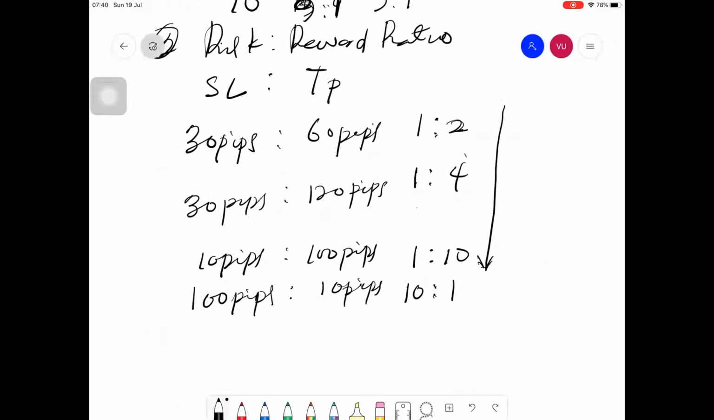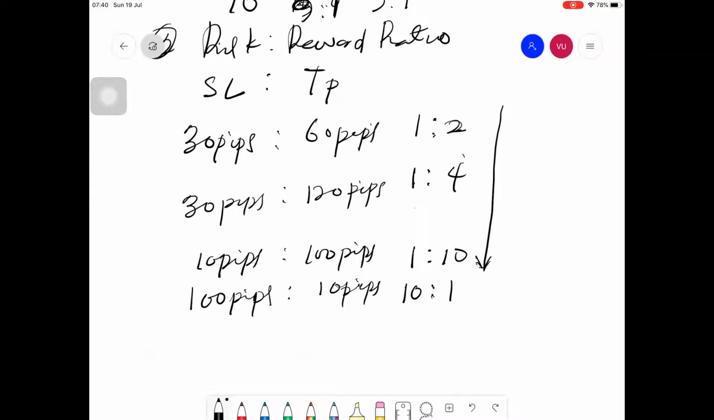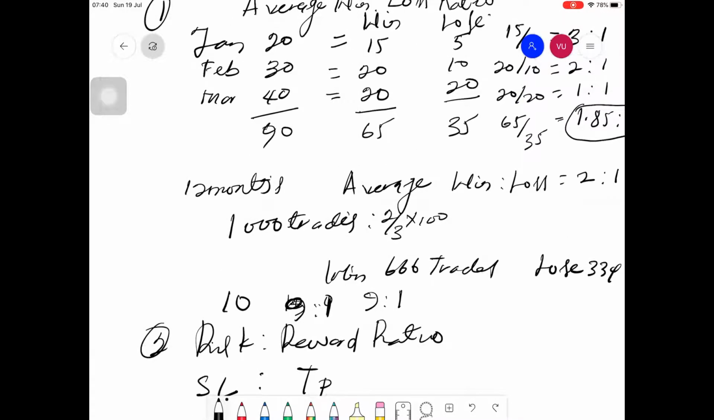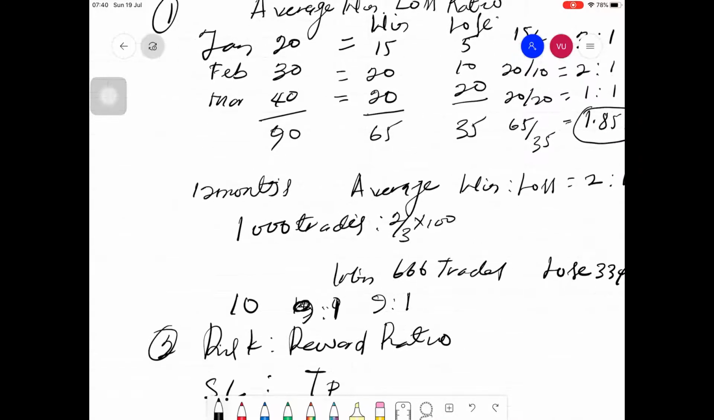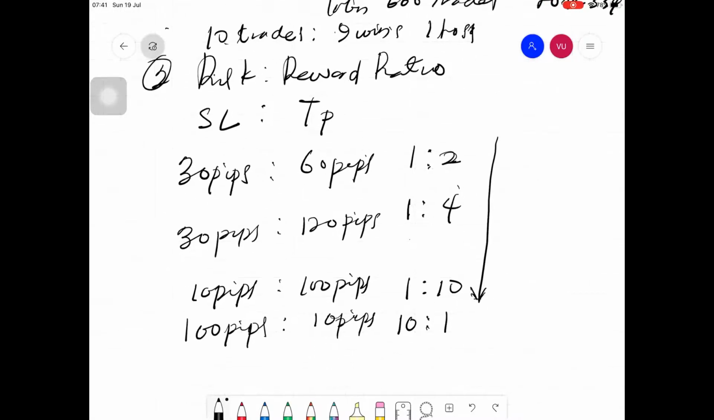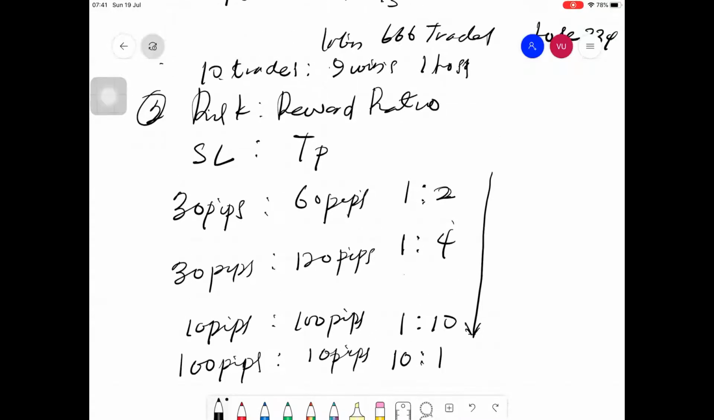No, not this. That is for win loss ratio. So let's go back to average win loss ratio now. For win loss ratio, scalpers usually have a very, very high win loss ratio. So out of 10 trades, a scalper can have 9 wins and 1 loss. But their risk is usually very high. So you can't eat your cake and have it.